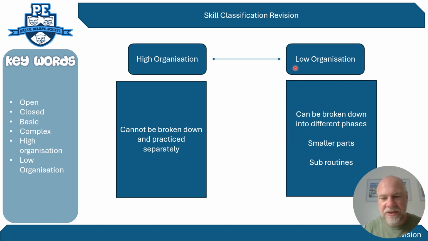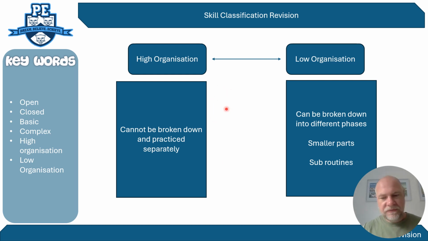In low organisational skills, the movements have smaller parts. You can practice them individually, then put them back together to complete the whole skill. Whereas a high organisational skill is too fast, too rapid, too powerful, so you can't break it down into its parts easily. So try to remember those two definitions.